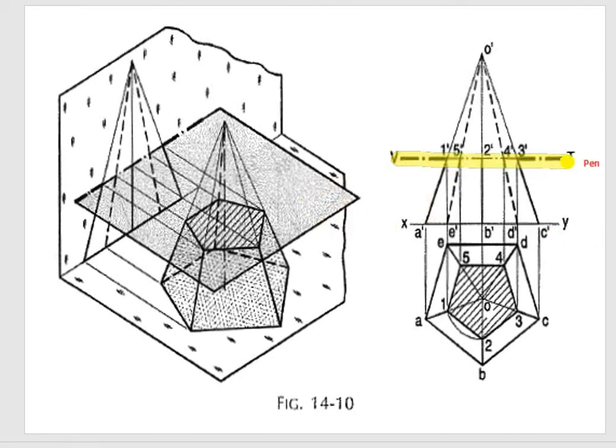And when you cut it, you mark the points as 1 dash, 5 dash, 2 dash, 4 dash and 3 dash. After you mark 1 dash, 5 dash, 2 dash, 4 dash and 3 dash, you simply project them vertically downwards. 1 dash will meet at 1, 5 dash like this, you keep on drawing like this vertically downwards. All right.